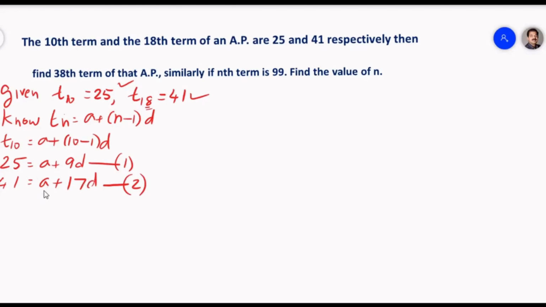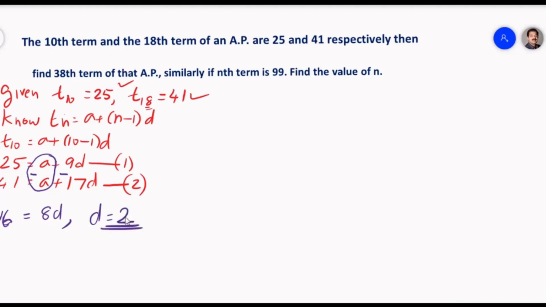Let us subtract the second equation from the first equation. I'm doing it fast because you know about it. a minus a will get cancelled. 25 minus 41 will become minus 16. I'm sorry that there is no space for the minus sign. It is minus 16. Then this is equal to 0, not to mention, 9d minus 17d. 9 minus 17 is minus 8, so it is minus 8d. The difference is equal to 2.